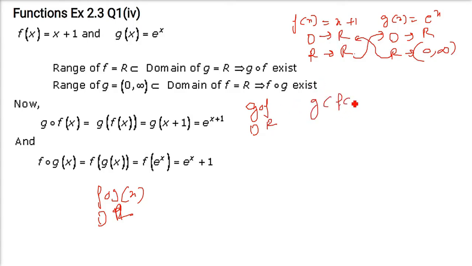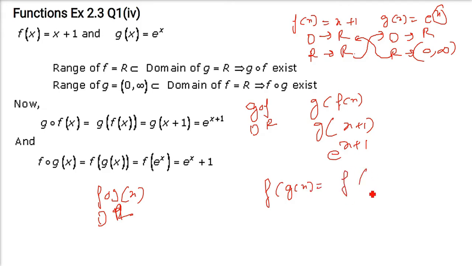It is there. So let us take g of f of x. f of x is x plus 1. Put it here, e to the power x plus 1. This is your gof. Now fog, f of g of x. g of x is e to the power x. Now put it here, e to the power x, plus 1.